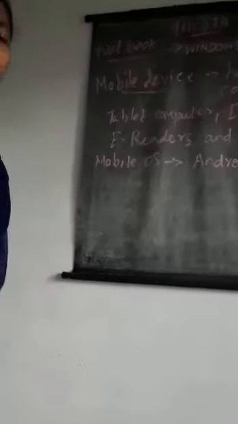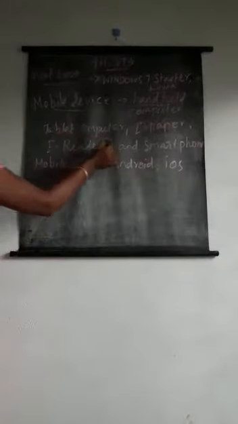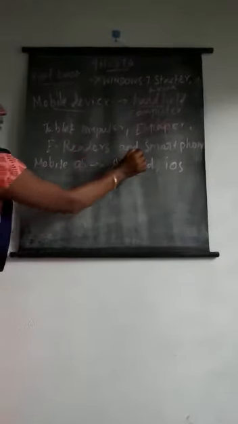Next one, mobile device. What is a mobile device? A mobile device is basically any handheld computer. It fits in your palm or in your pocket. Next, what are the different types of mobile devices? Tablet computer, e-paper, e-reader and smartphone. Those are the different types of mobile devices.